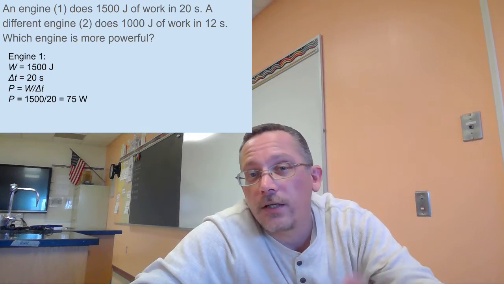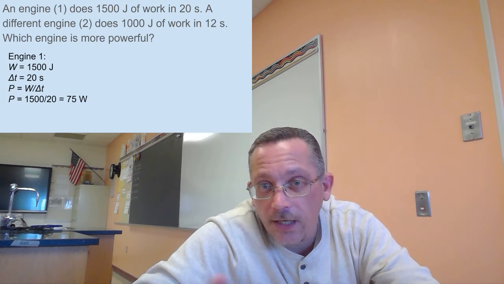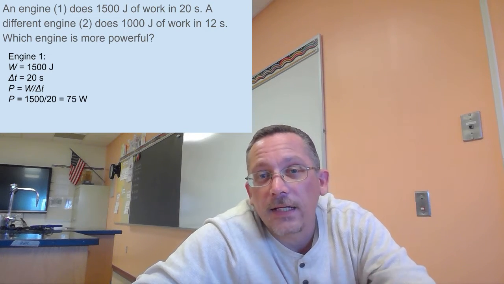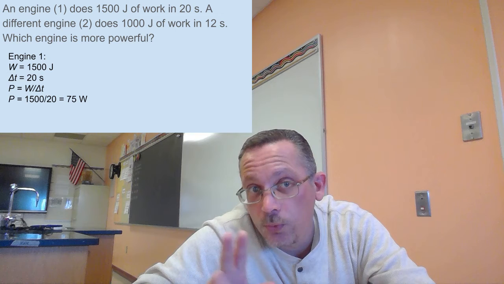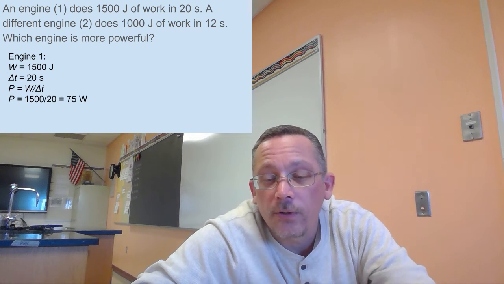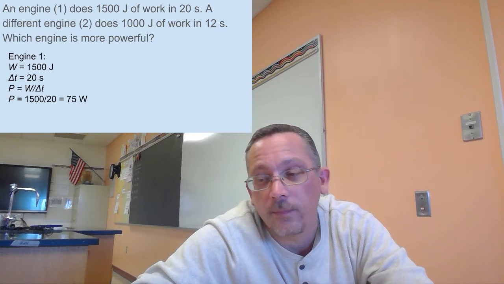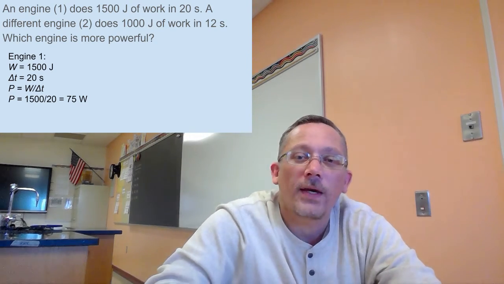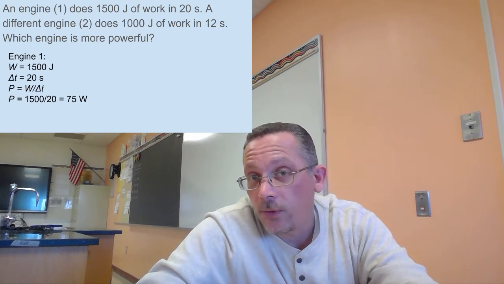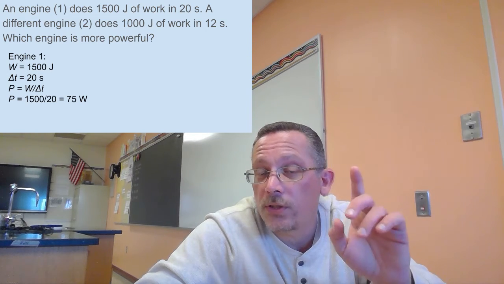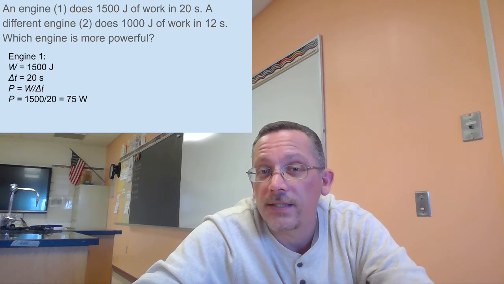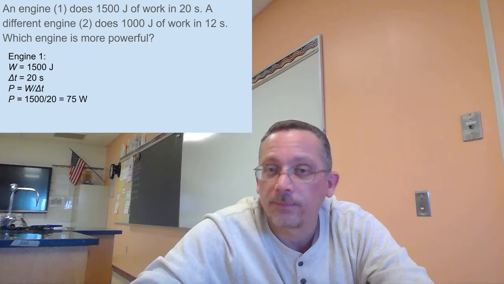So 1,500 divided by 20, I punch that in my calculator, and I can see those two numbers both only had two significant figures. So I'm going to round my answer to two significant figures. And 1,500 divided by 20, I get 75. That's power, so I'm going to use the unit for power, and that's 75 watts.